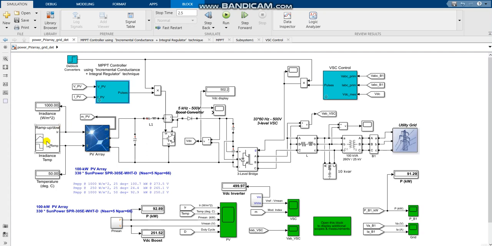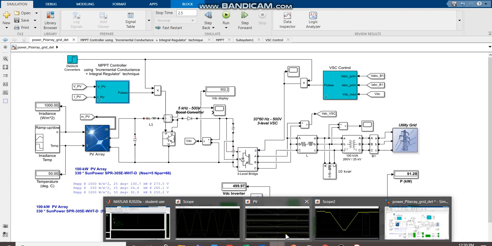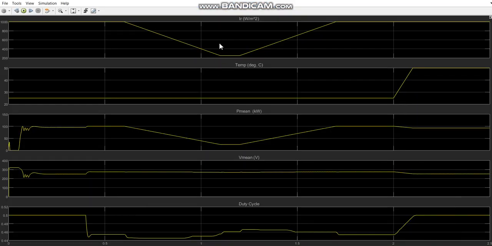The array experiences varying irradiance and temperature. These top two graphs are the waveforms of the irradiance and temperature. Irradiance begins at 1,000 watts per meter squared, decreases down to 250, increases back up to 1,000.